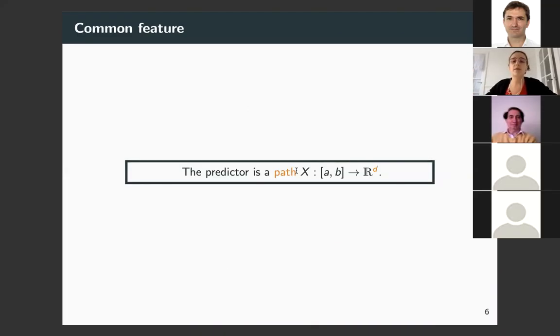And what is a path? It is a function x from a time interval [a, b] into R^d, and d can actually be quite large. This will be, for most of the talk, our basic object of interest, and I will call this a path from now on.